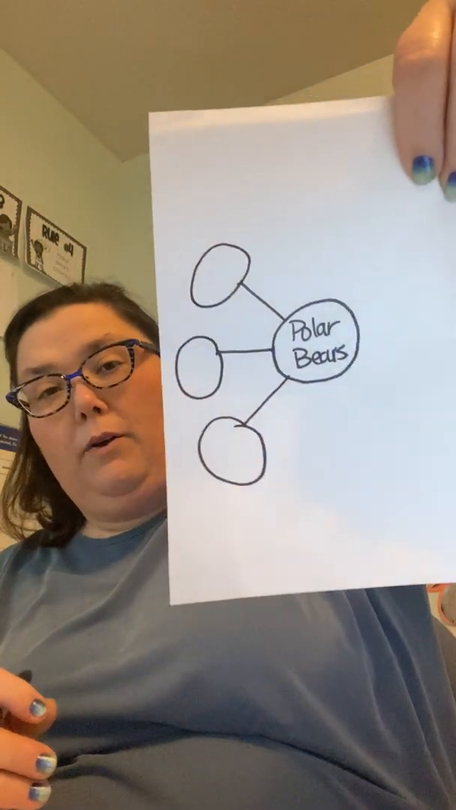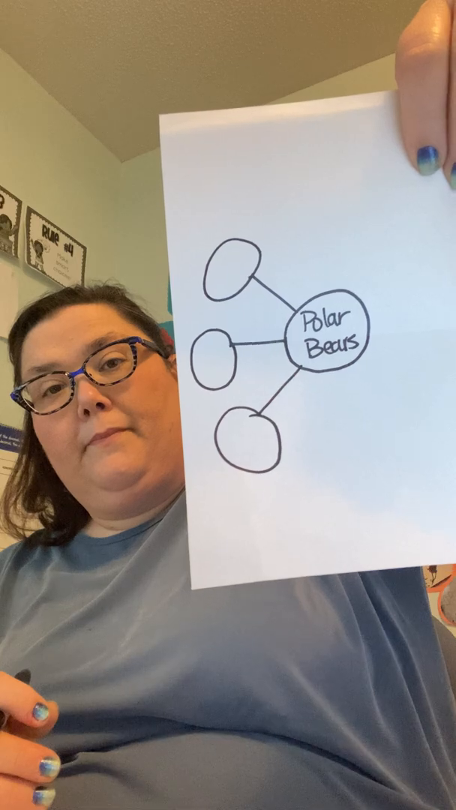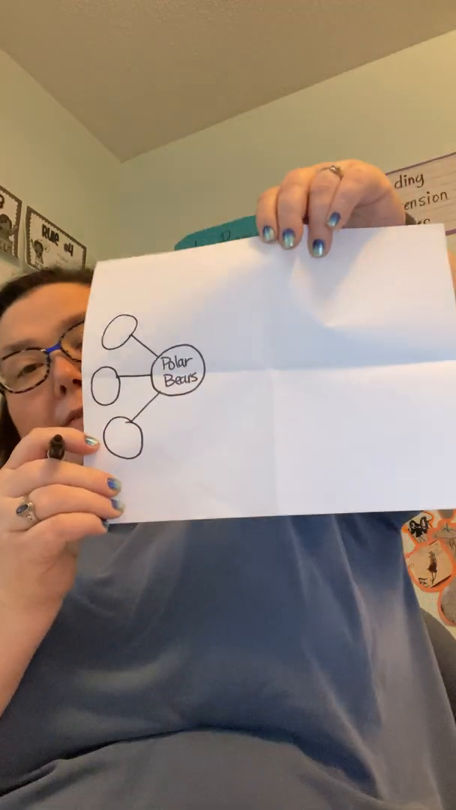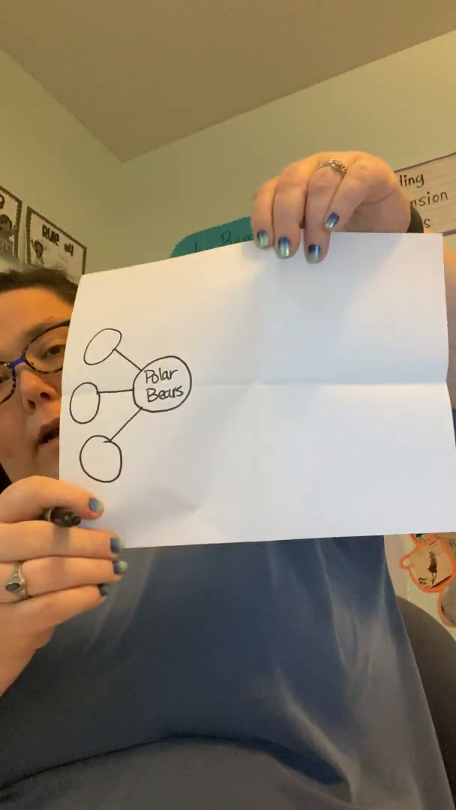Then at the end of those, you're going to draw a bubble. You make them as big or as little as you need them to be to write on, okay? All right, so there we have on half of our paper, here's our polar bear, okay?